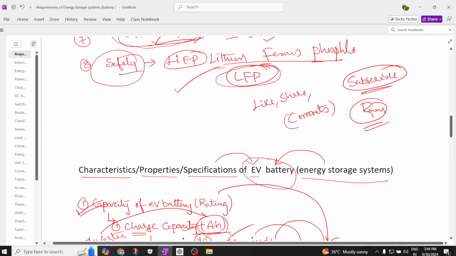So this is all about the characteristics, properties or the specifications of an electric vehicle battery.